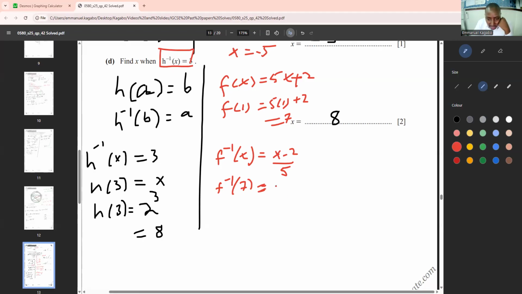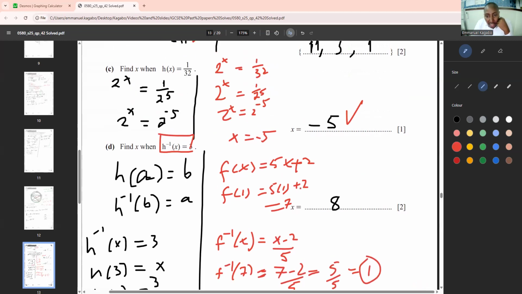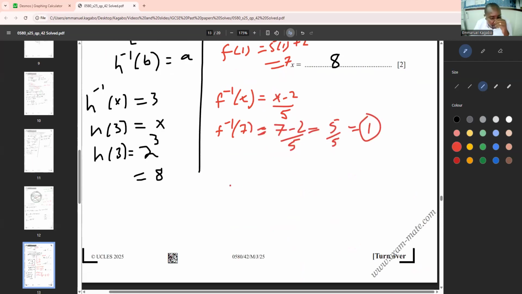Wow, it's my passion. So I'll get 7 minus 2 over 5. What's 7 minus 2? 5. What's 5 divided by 5? It gives me 1. What was it initially? Do you remember when I did 1, I got 7. Now, what do I want you to keep in mind? When you do f of A and you get B, therefore f inverse of B should give you A. Keep that in your mind.